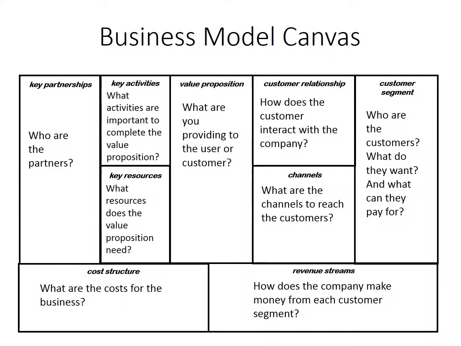Key activities and key resources talk about the activities and resources, including people, that are needed in order to complete or support the final value proposition segment. Finally, we get to the money. The cost structure segment is used to discuss the cost of the business, like employees or hardware that needs to be acquired. And revenue streams talks about how the company plans on making money from the customer segment.